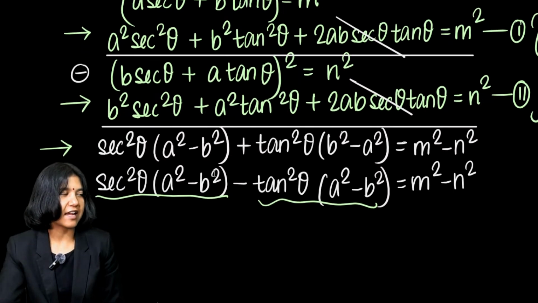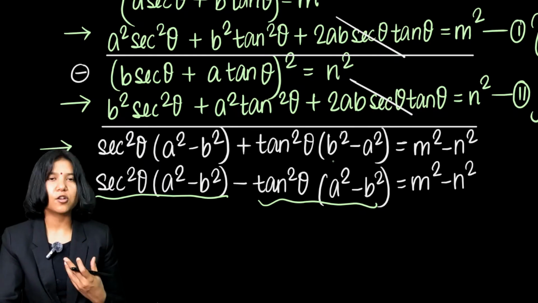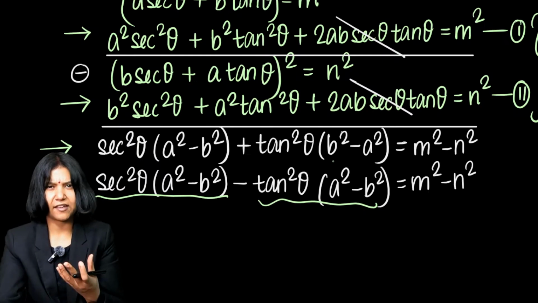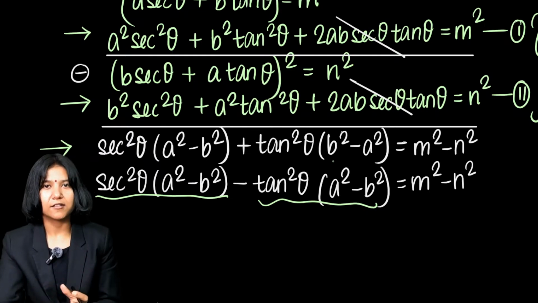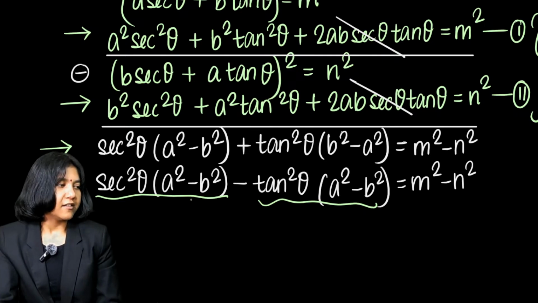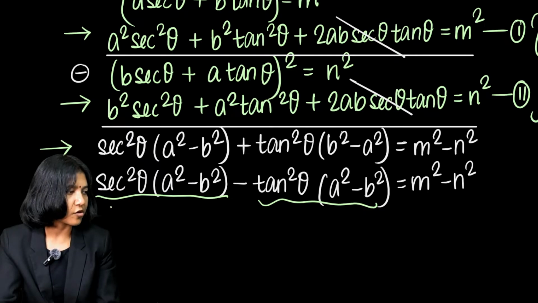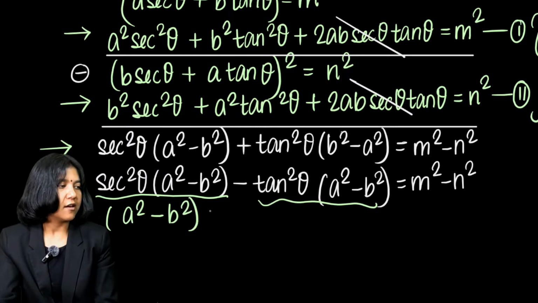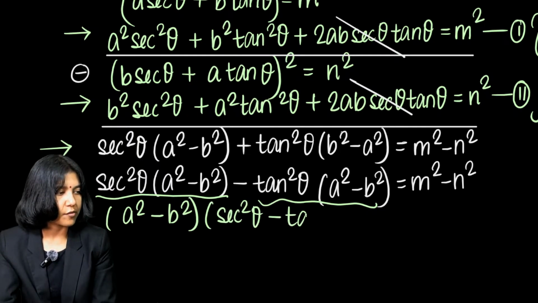Okay, so I just cancelled out the 2ab part because they are equal and opposite, but the others are not equal, they are just different terms with different coefficients. So as I gave you an example, 2x minus 1x is just x, it's not 1. Okay, keep that clear. So now because I have two expressions where a square minus b square is common, upon writing a square minus b square common outside, I'm factorizing them. So a square minus b square is out, giving me sec square theta minus tan square theta.